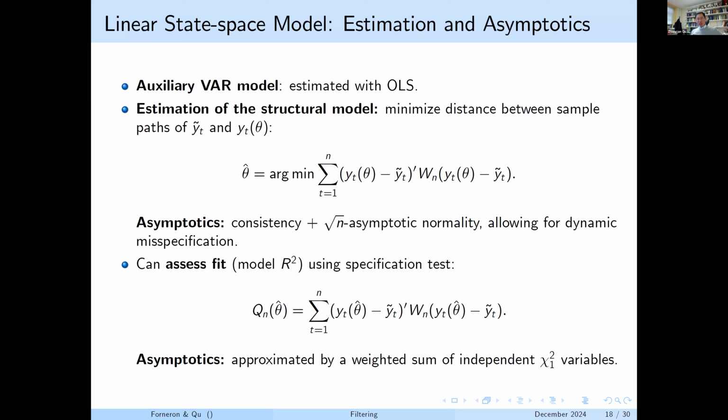Here, because we have closed form expressions, the minimization problem is relatively easy to carry out, even for relatively high dimensional models. In terms of asymptotics, we show that we have consistency, we have square root convergence, we have normally distributed estimates asymptotically. That holds even under misspecification.